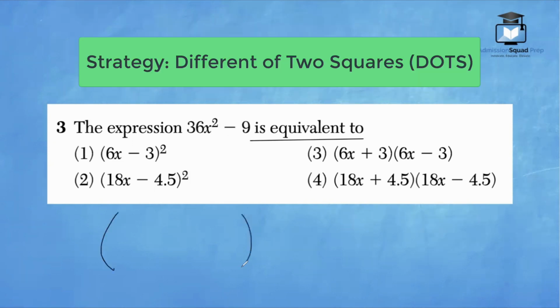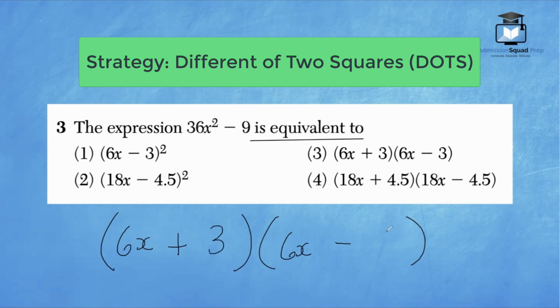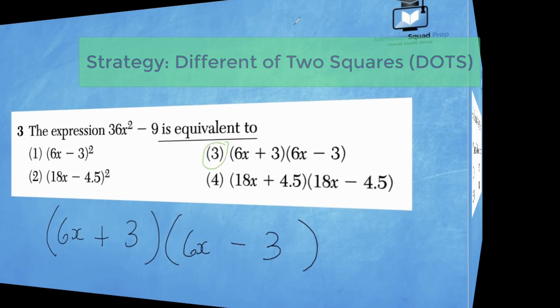We set up our 2 parentheses. We know that one of them will have an addition symbol, and the other one would have a subtraction symbol. We're going to go ahead and find the square root of the first term here. The square root of 36 is 6, and the square root of x squared is x. We have 6x over here and 6x over here. The square root of 9 is 3 and 3. So we have 6x plus 3 and 6x minus 3. So the correct answer is choice 3.